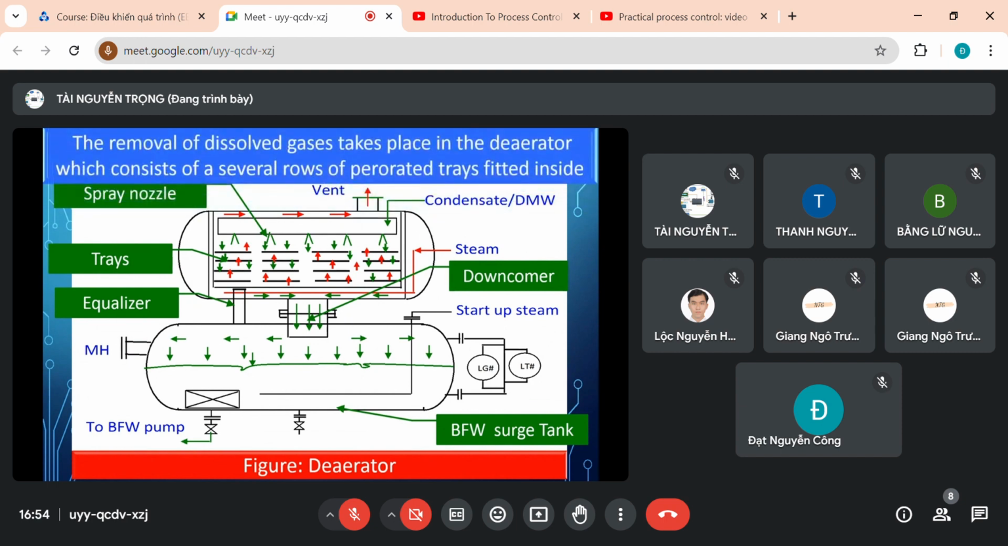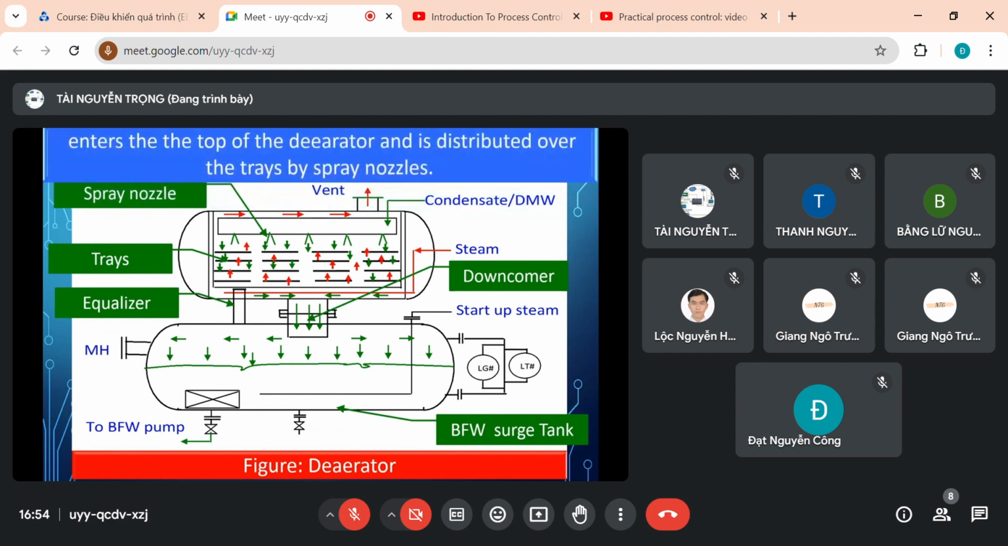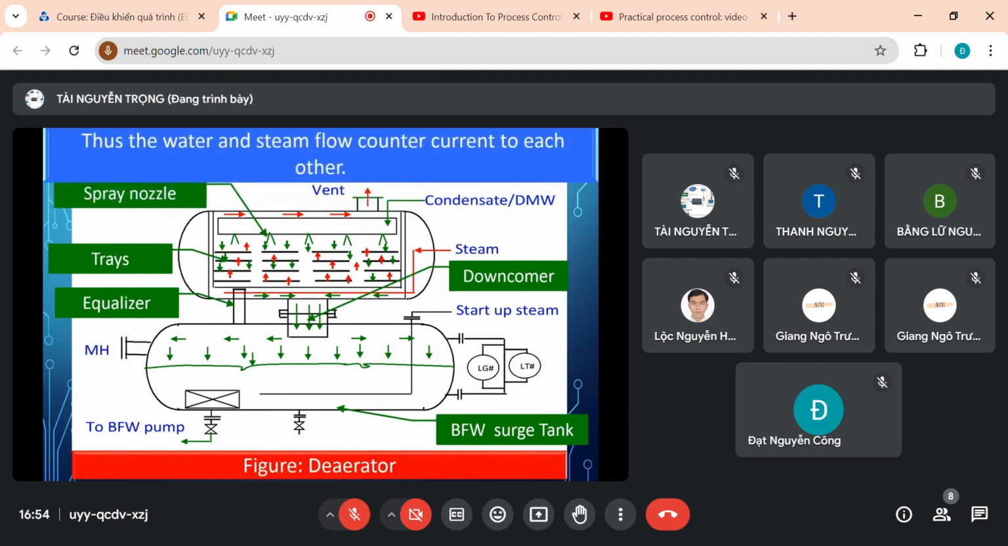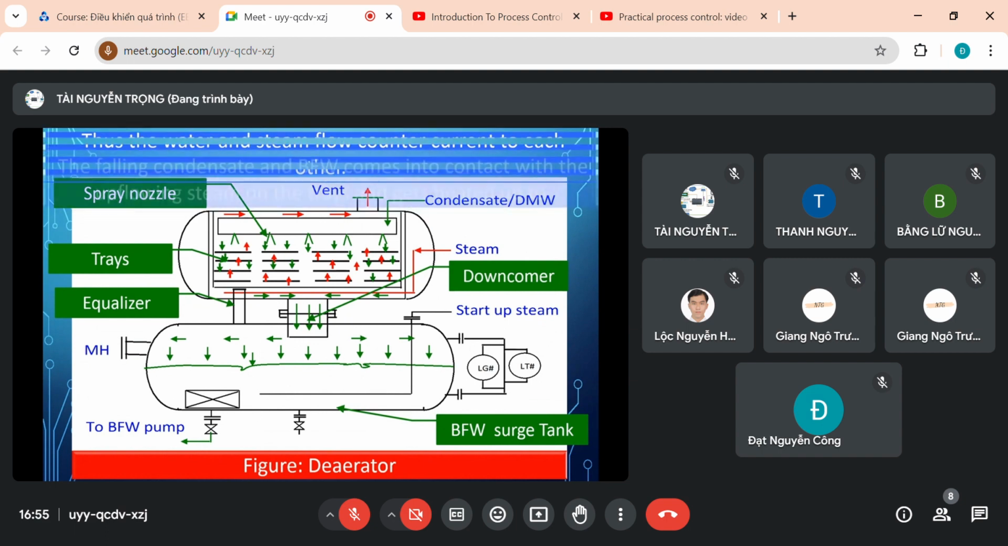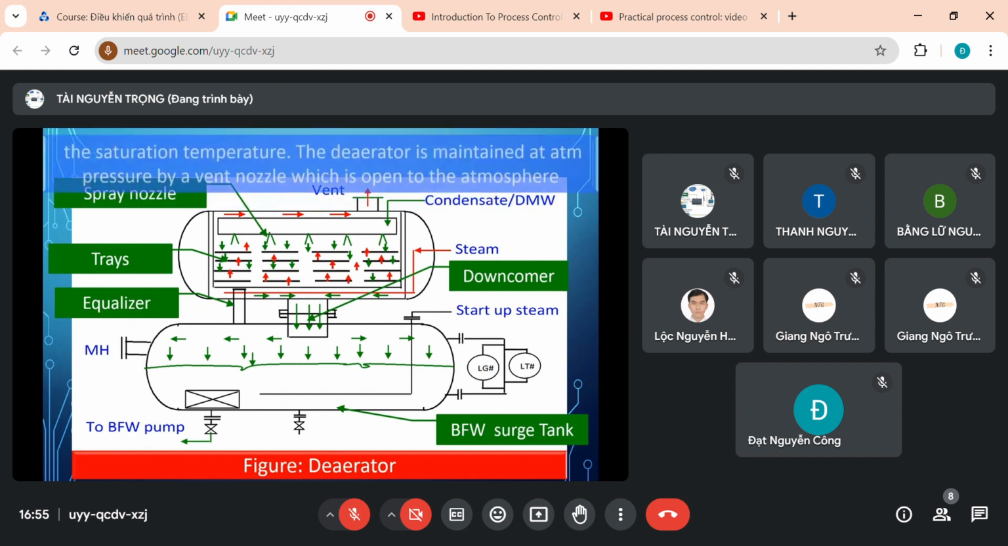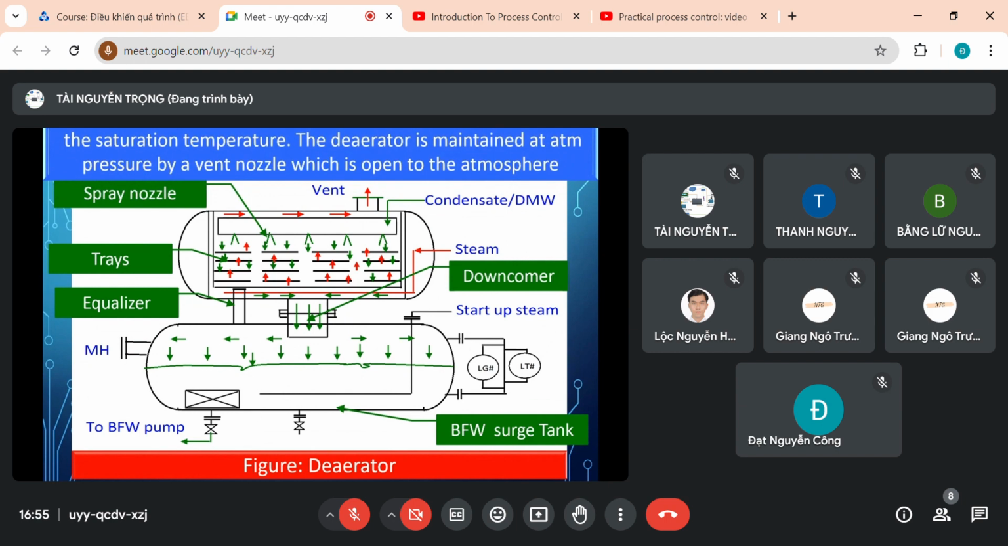The removal of dissolved gases takes place in the deaerator, which consists of several rows of perforated trays fitted inside. Steam is admitted to the deaerator at the bottom, and the condensate returned from the steam system and the fresh boiler feed water enters the top of the deaerator and is distributed over the trays by spray nozzles. Thus, the water and steam flow countercurrent to each other. The falling condensate and boiler feed water comes into contact with the outflowing steam on the trays and gets heated up to the saturation temperature.